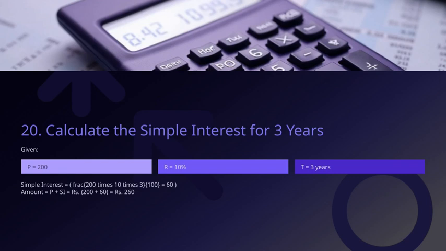Next, to find the total amount after 3 years, we add the interest to the principal. That gives us 200 plus 60, which totals 260 rupees. Remember, the rate of interest R is 10%, and the time period is 3 years. This example highlights how simple interest is calculated straightforwardly using the basic formula, and how it accumulates over time. It's a practical way to understand how investments or loans grow over a fixed period.